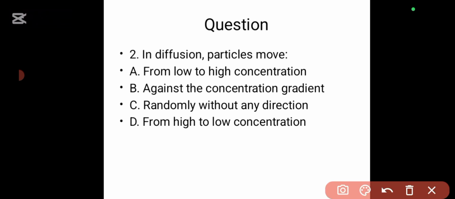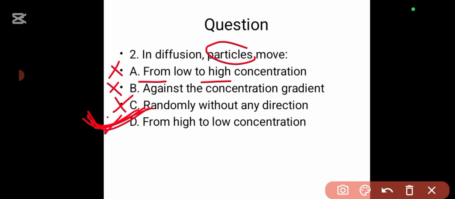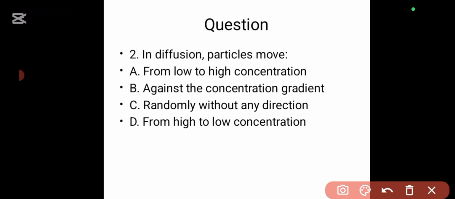Then in diffusion, particles move from high to low concentration against concentration gradient? No. Randomly without any direction? No. From high to low concentration? Yes. So the answer is D. Not from low to high concentration.